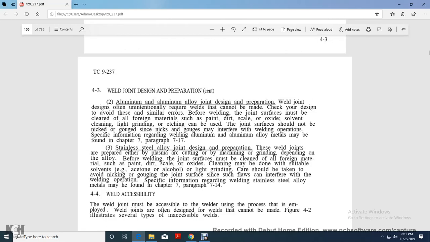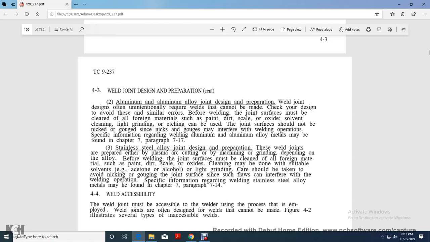Your welded joint design preparation continues. Aluminum alloy joint design preparation. Joint design often unintentionally requires welds that cannot be made with the process, so designs should be checked to avoid similar errors before welding. Joint surfaces must be cleared of all foreign materials such as paint, dirt, scale, and oxide. Solvent cleaning, light grinding, or etching can be used. Joint surfaces should not be nicked or gouged, since nicks or gouges may interfere with the welding operation. Specific information regarding welding aluminum alloys may be found in Chapter 7, Paragraph 7-17.